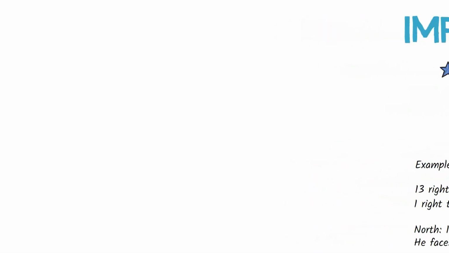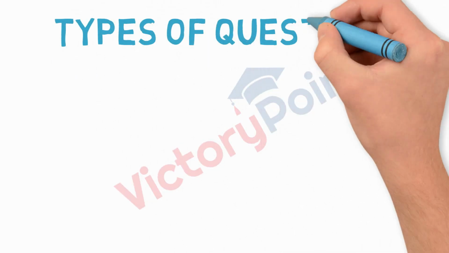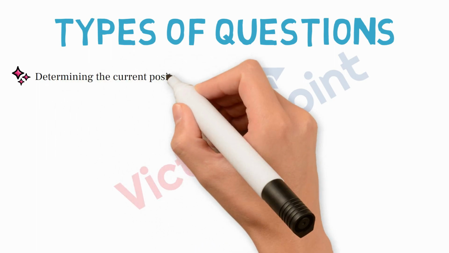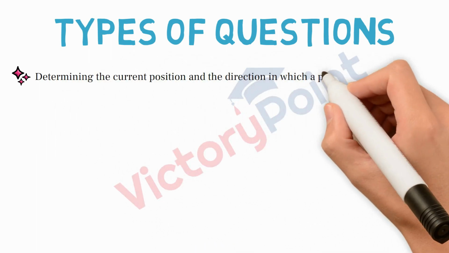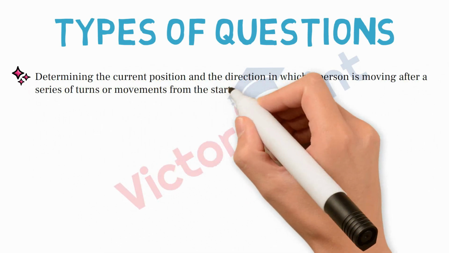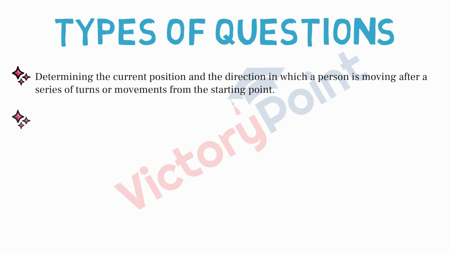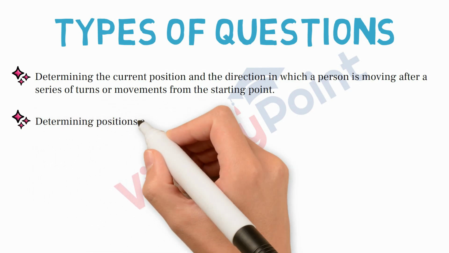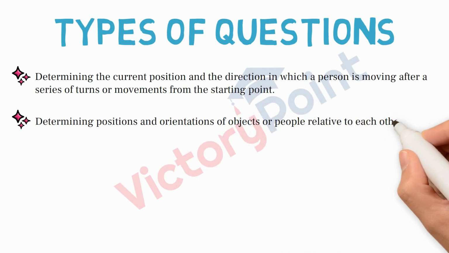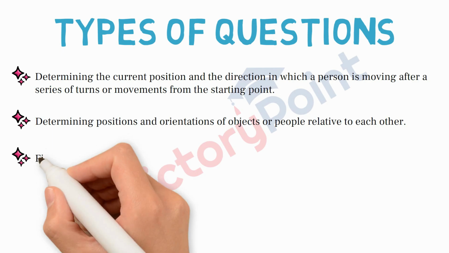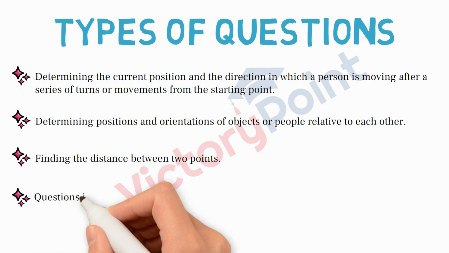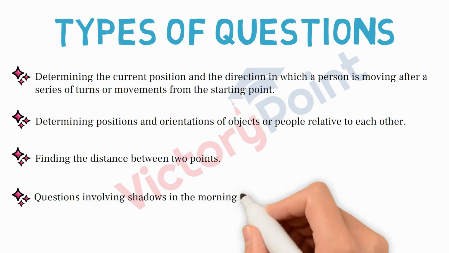So let's see what are the different types of questions that can be asked from this topic. The first type of questions is in which you have to determine the current position and the direction in which a person is moving after a series of turns or movements from the starting point. We can have questions in which you have to determine position and orientation of objects or people relative to each other. The third type would be finding the distance between 2 points. And the last type is generally the questions involving shadows in the morning or evening.